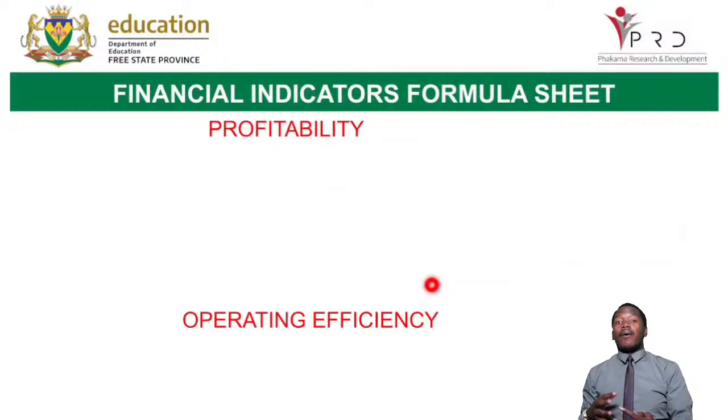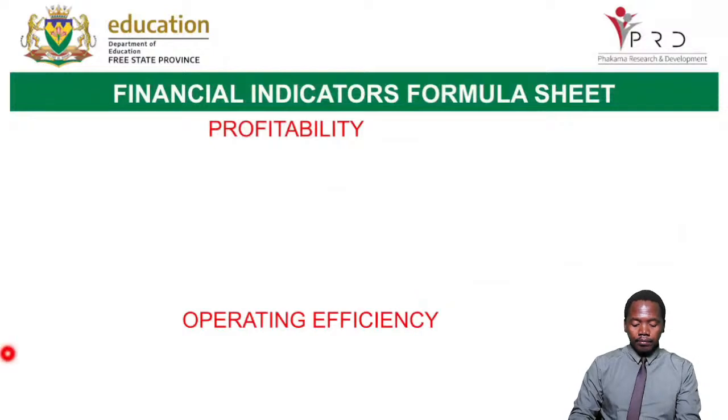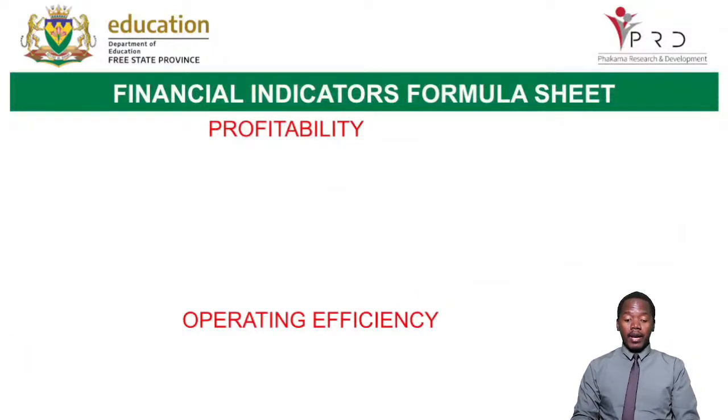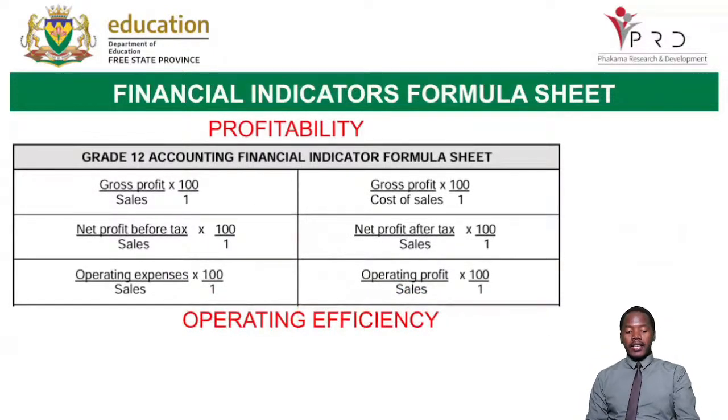Now, let us look at our financial indicators formula sheet. We are going to look at this sheet now. Profitability and operating efficiency. What do we have under this? Let us look at that. These are our financial indicators under profitability. You can see we have 6 of them.